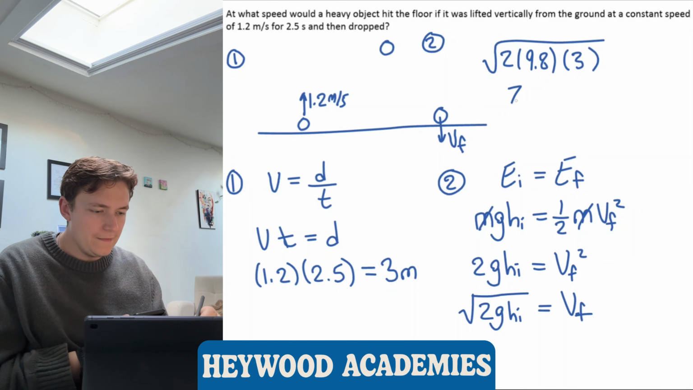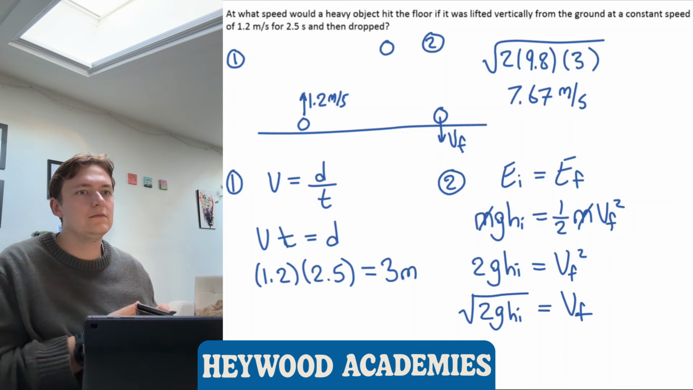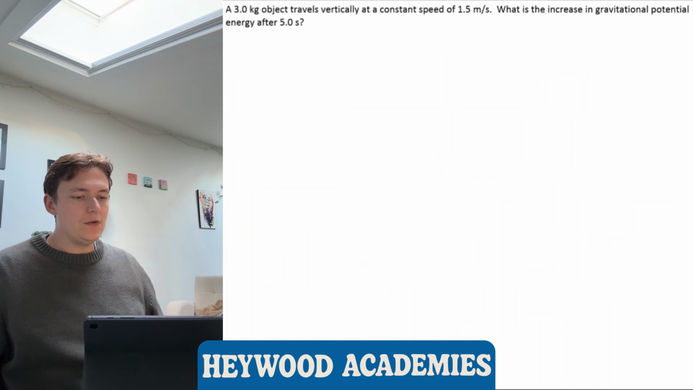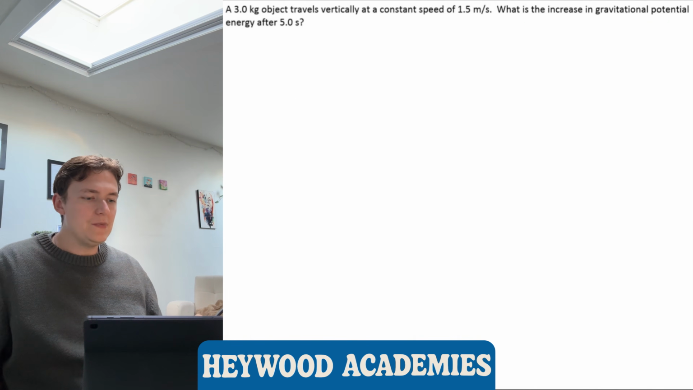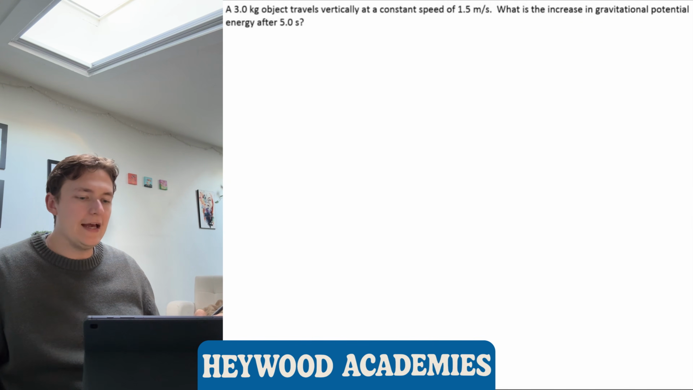That gives us our final speed of 7.67 meters per second. We got a 3 kilogram object which travels vertically at a constant speed. What is the increase in gravitational potential energy after 5 seconds?